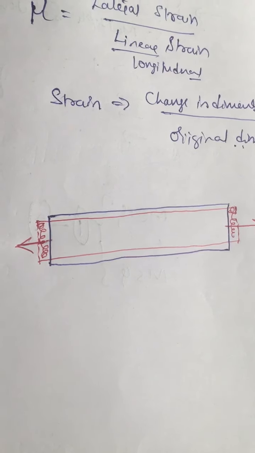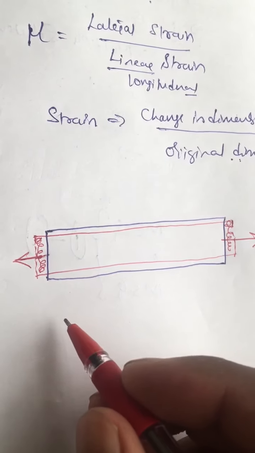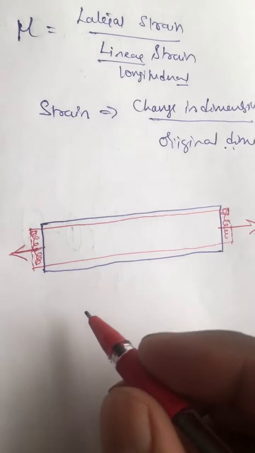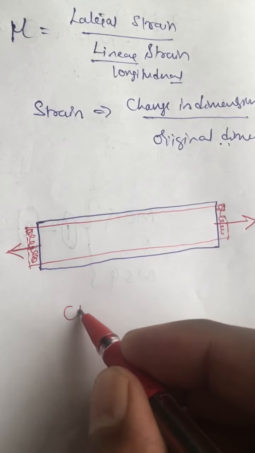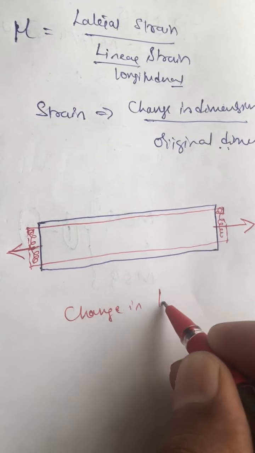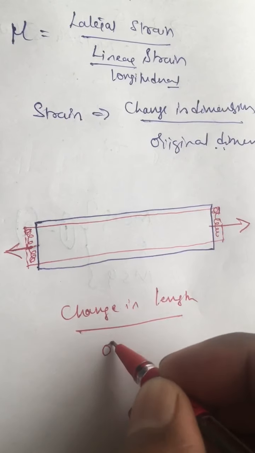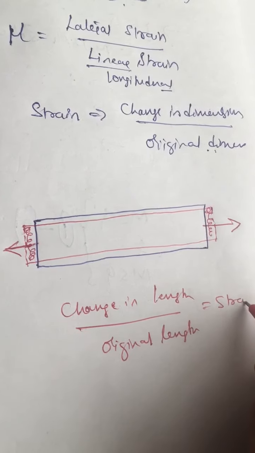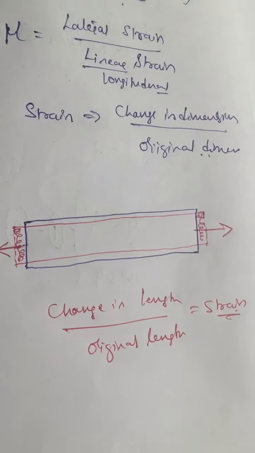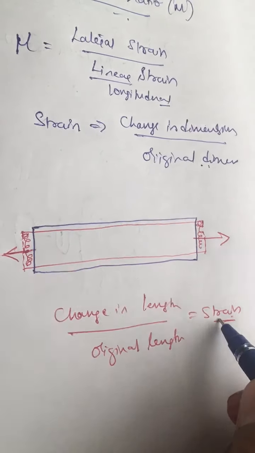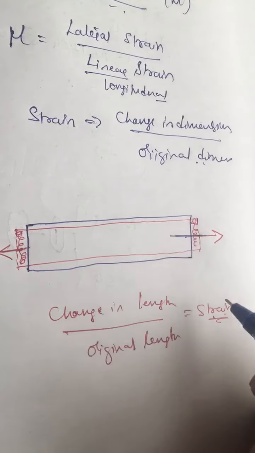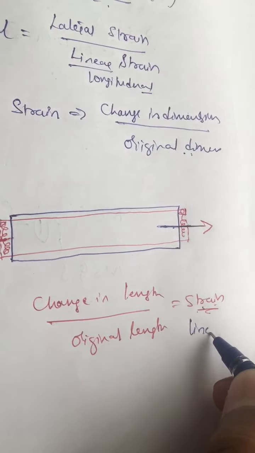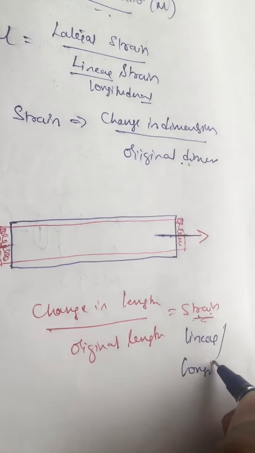So while conducting an experiment in UTM, you can measure the original length and you can measure the change in length. So you easily calculate the value of change in length and the value of original length, and hence you easily calculate the value of strain. Clear? See, the strain is measured in the direction of applied load. The strain which is measured in the direction of applied load, we will call it linear strain or longitudinal strain.